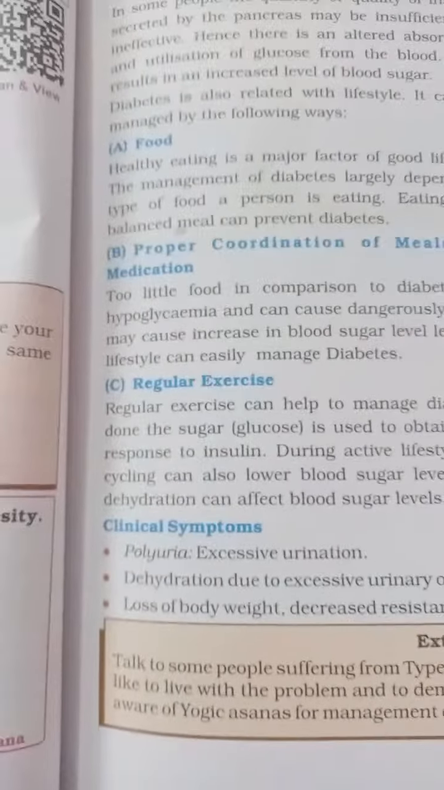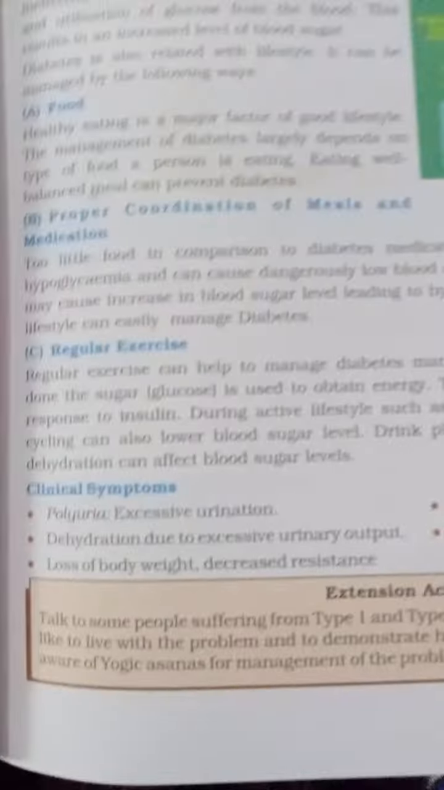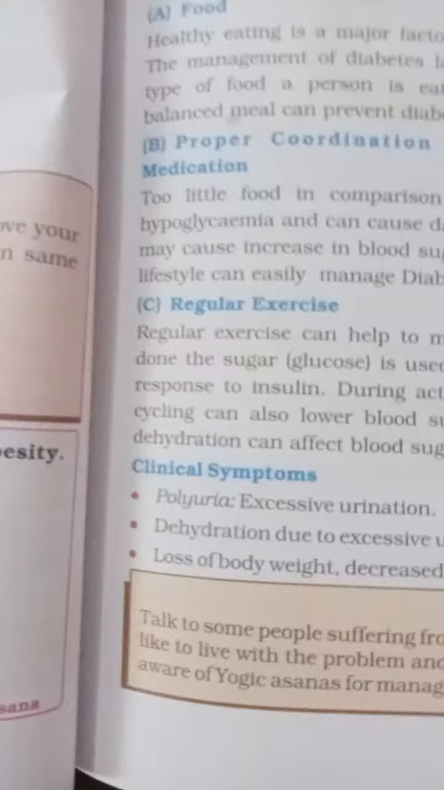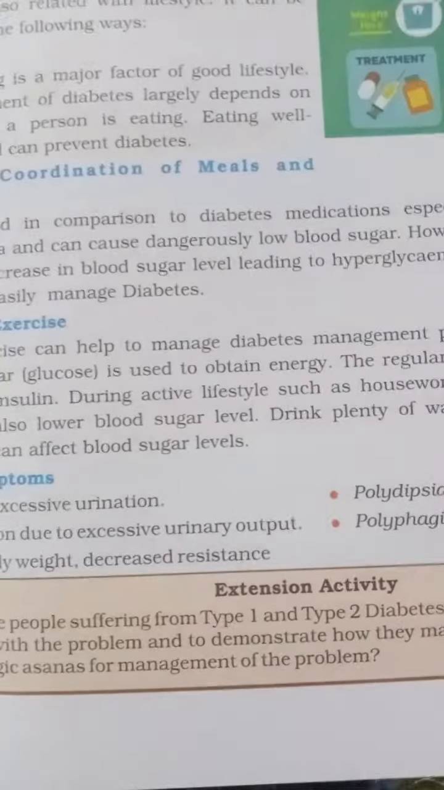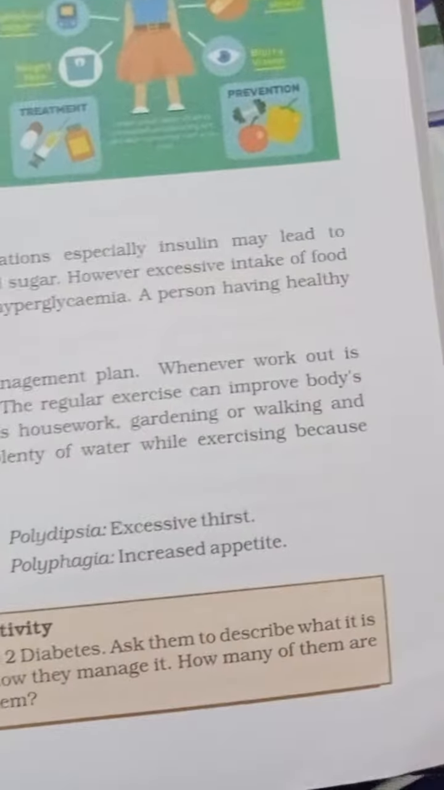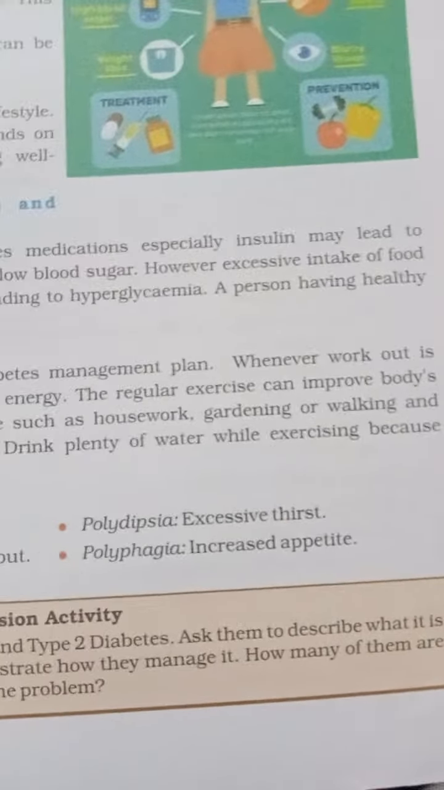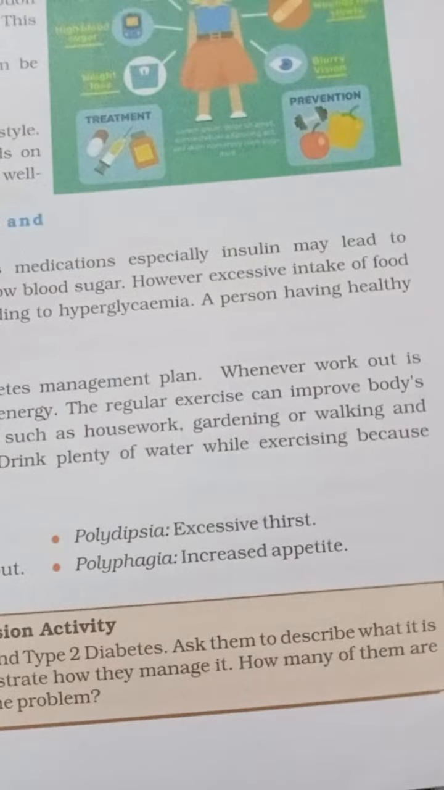Now, clinical symptoms: polyuria, excessive urination, dehydration due to excessive urination output, loss of body weight, and then polydipsia, excessive thirst, and polyphagia, increased appetite.